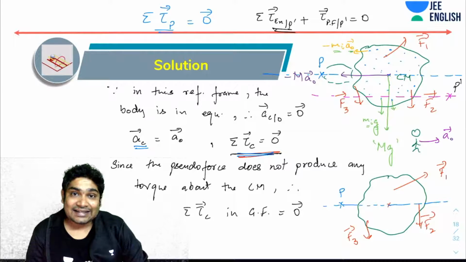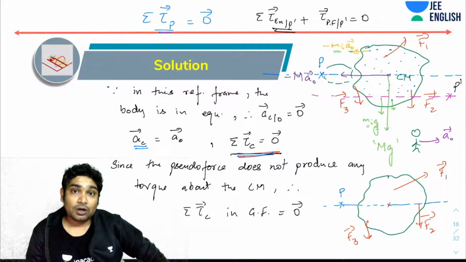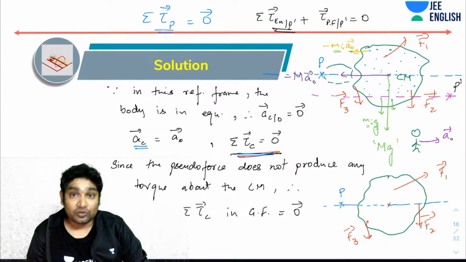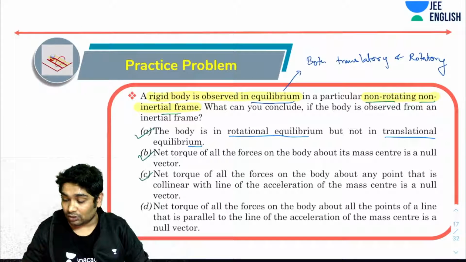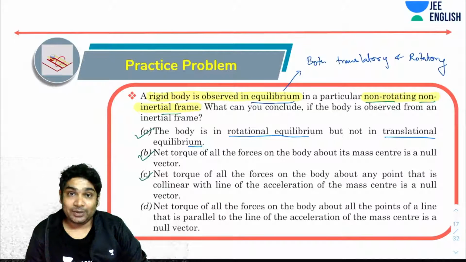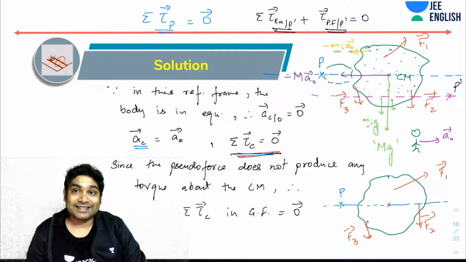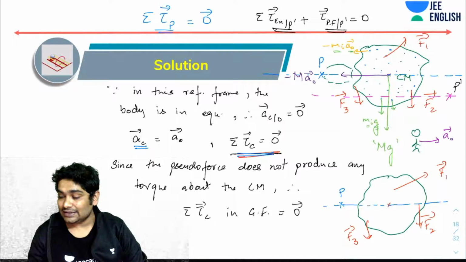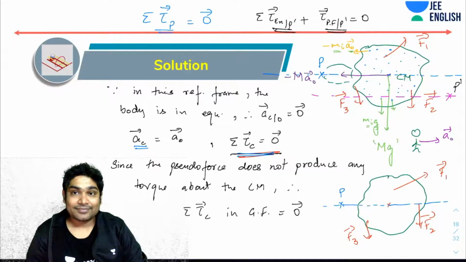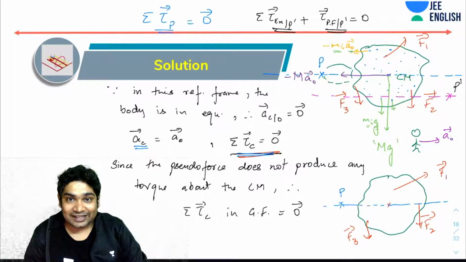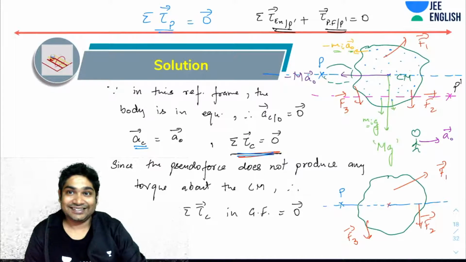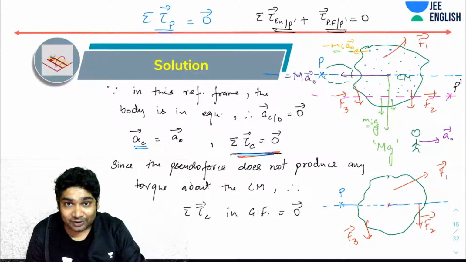About P dash, I can say that the net sum of torques due to external forces is non-zero, due to which this option is wrong. It will be non-zero because this is non-zero. Since this is non-zero, that term will also be non-zero automatically. I hope everybody followed this. If you have any doubt about the logic I've just explained, let me know if you are fine with that.